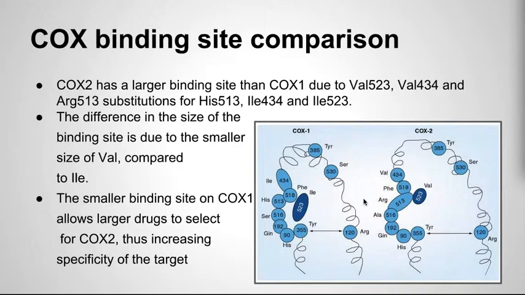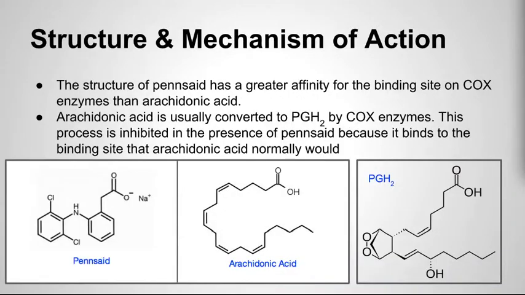And basically, drug designers know this, and they know that they can keep arachidonic acid from binding to COX-1 or COX-2 by designing drugs that fit in these binding site spaces. What's more is that they know if they make a drug too large to fit into COX-1, it will fit into COX-2, which will increase the specificity of the drug. And we'll get into why that's important in a couple of slides.